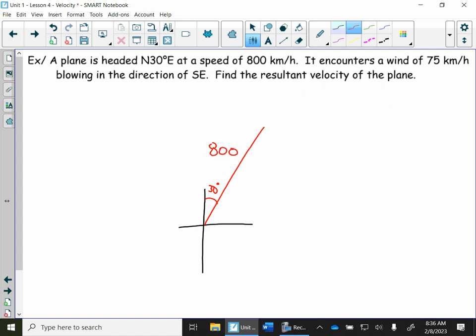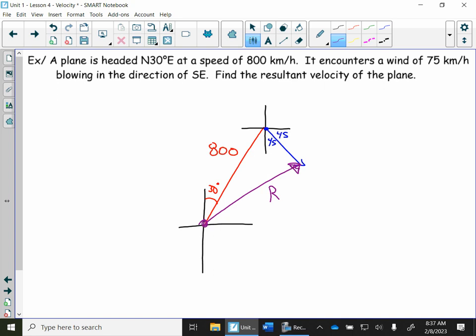It encounters a wind of 75 kilometers an hour blowing in the direction of, oh, I need another compass because I got another direction here, of southeast. So my wind is going southeast, which means directly between south and east. Probably a little long there. Let's make that wind a little shorter. Because it's directly between, we know it's 45 and 45. Okay, there's my wind. Find the resultant velocity of the plane. So tail of the first, tip of the last. There's r.